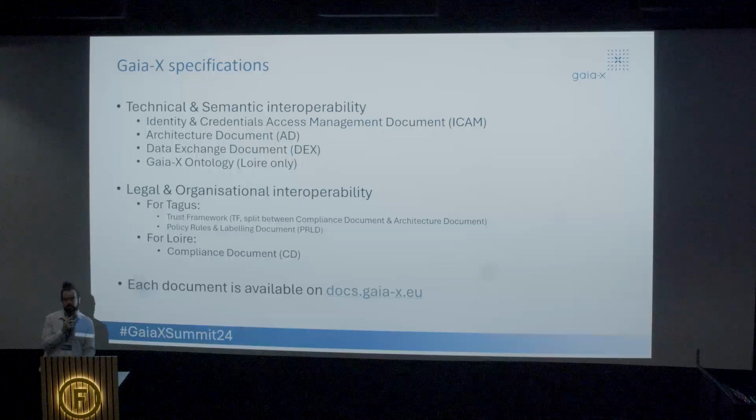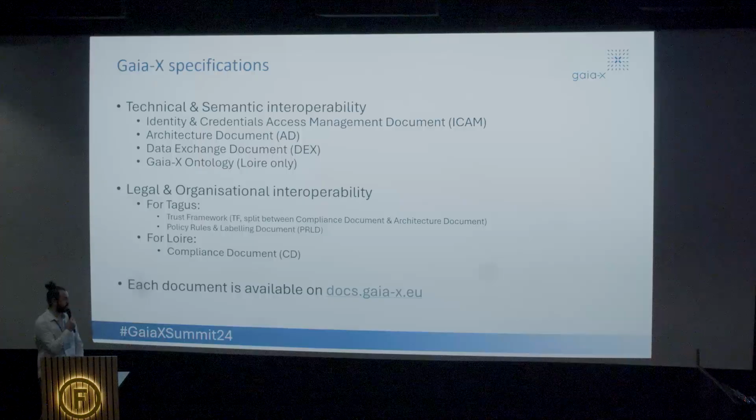All these specifications are under the CC BY-NC Creative Commons license, meaning that you can read them, access them, publish them, and reuse them as long as you don't make a commercial use of them, at least of your modifications. And they're available on docs.gaia-x.eu.